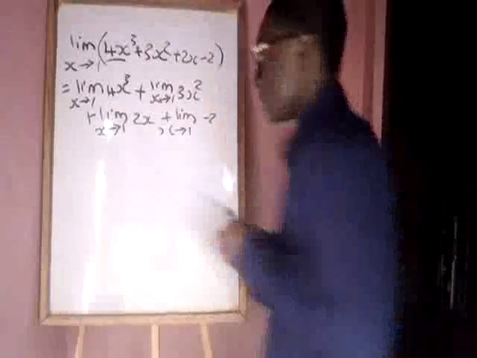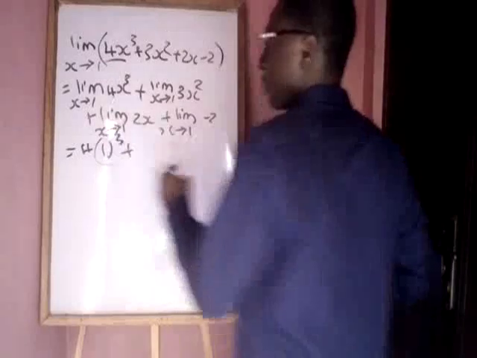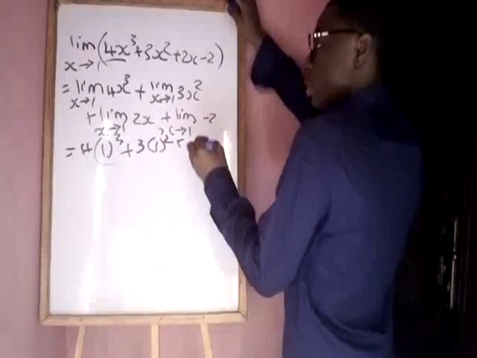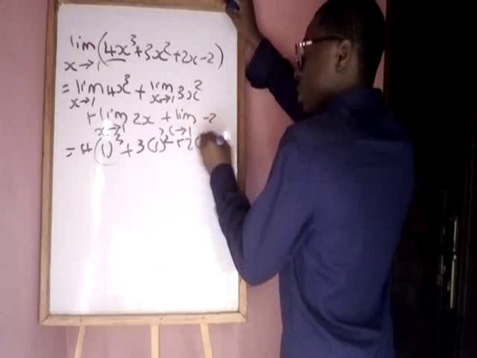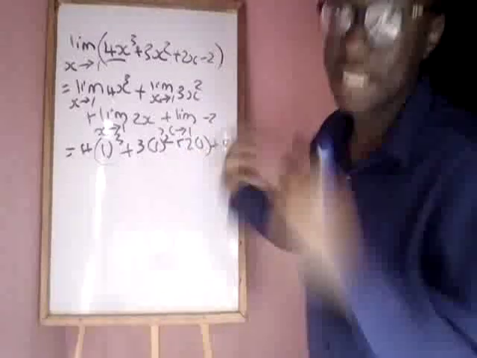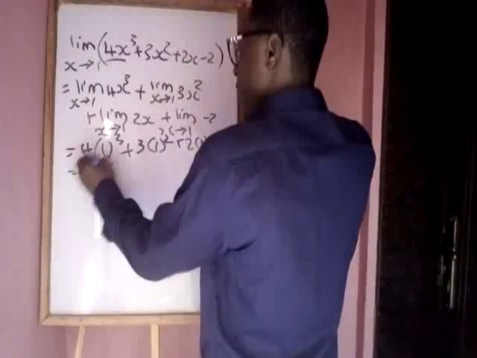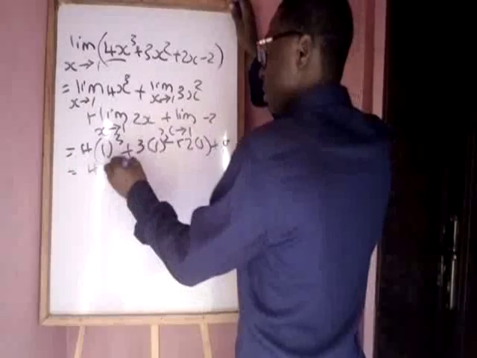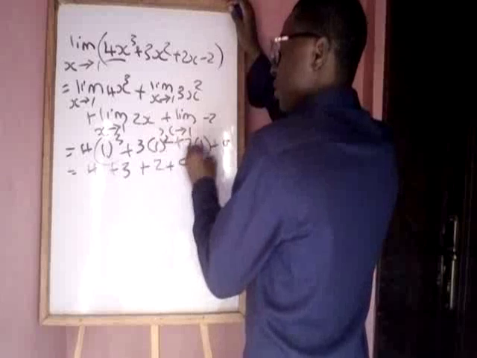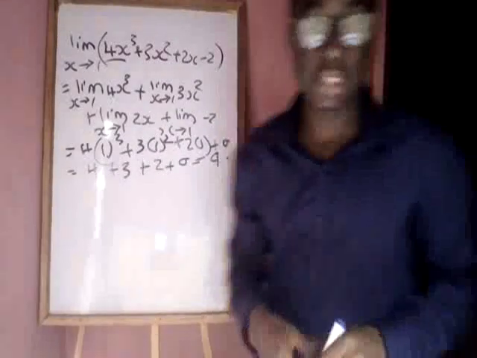Just understand the concept. So we have 4 times 1 raised to 3, plus 3 times 1 raised to 2, plus 2 times 1, plus the limit of the constant minus 2. So that becomes 4 times 1, that's 4, plus 3 times 1, that's 3, plus 2 times 1, that's 2, minus 2. At the end of the day, our limit becomes 4 plus 3 plus 2 minus 2, that is 7. So that's the solution of this question.